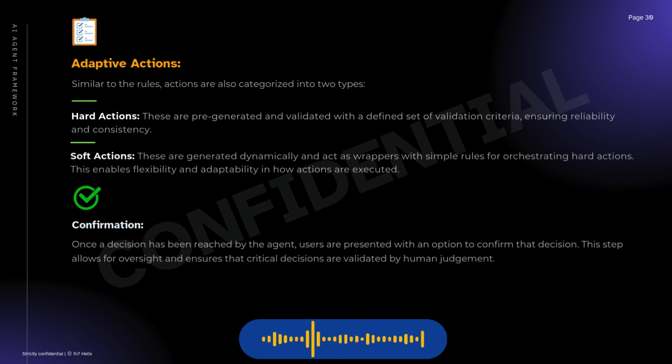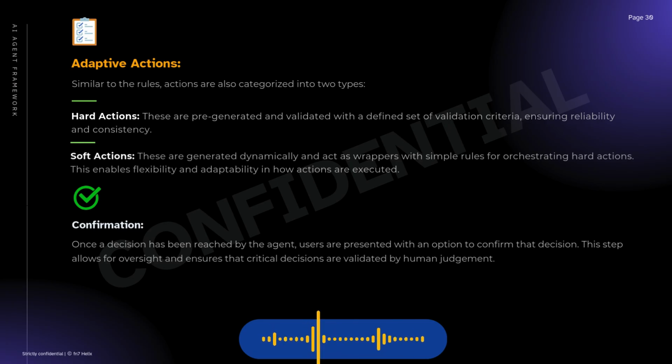So if the AI needs to send an email notification or update a database record, it would use a hard action. Exactly. Those are the building blocks of the AI agent's behavior. They provide that foundation for reliability and consistency. But what about soft actions?